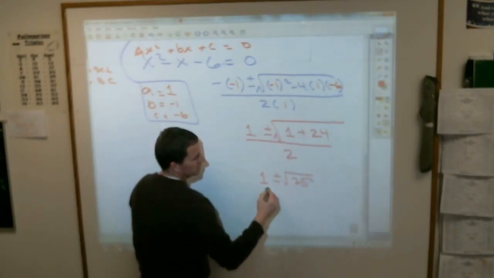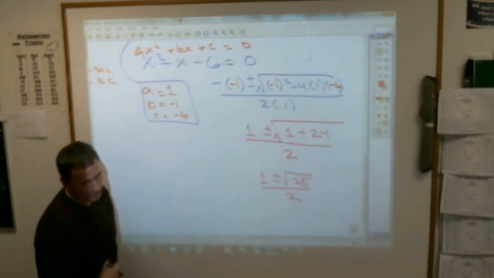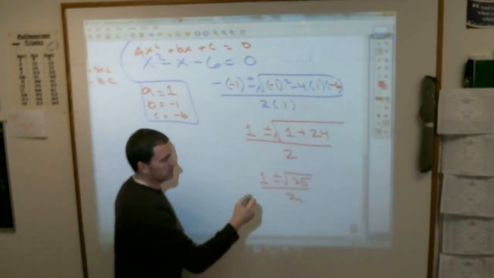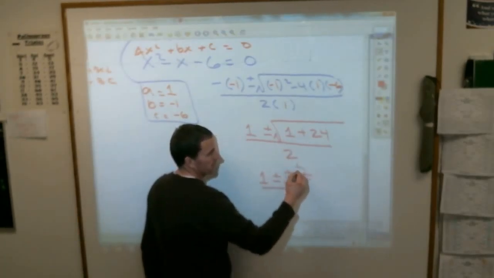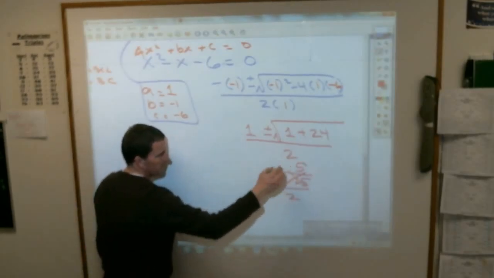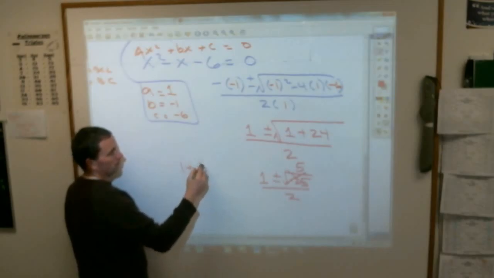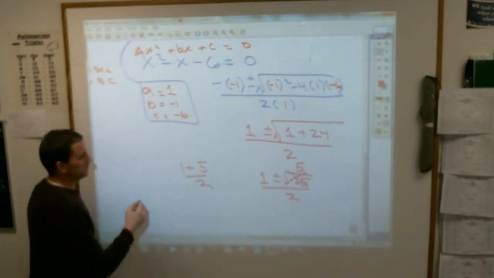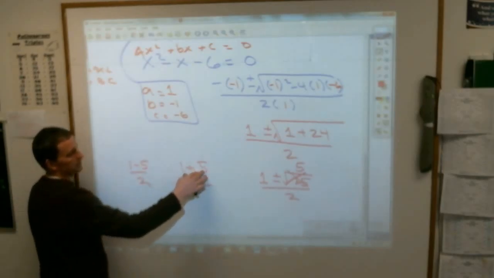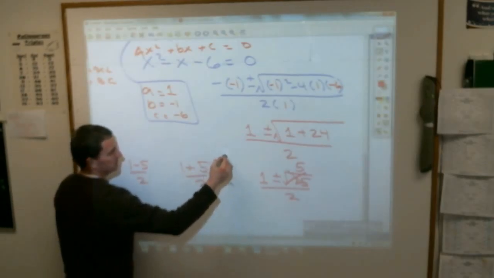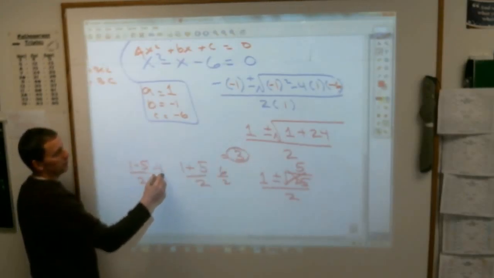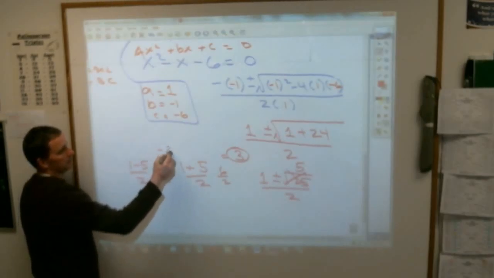Now notice you are going to get 2 answers because of this. One time you have to do it using, well, we know the square root of 25 is 5. So one answer is going to come when you have 1 plus 5 over 2, and the other one's going to come when you get 1 minus 5 over 2. 1 plus 5 is 6, and 6 divided by 2 is 3. 1 minus 5 is negative 4 over 2 gives you negative 2.